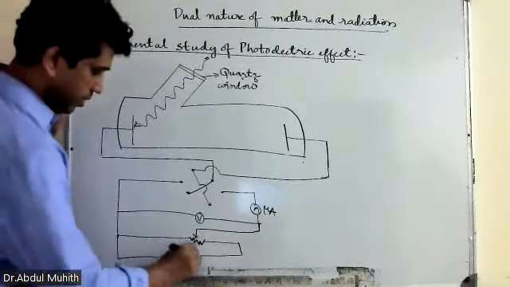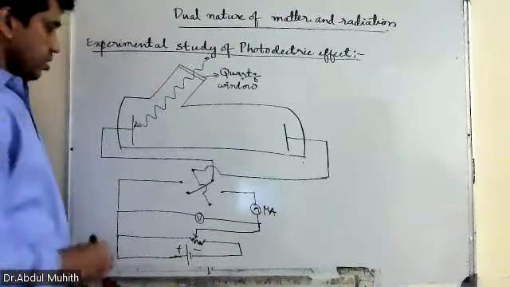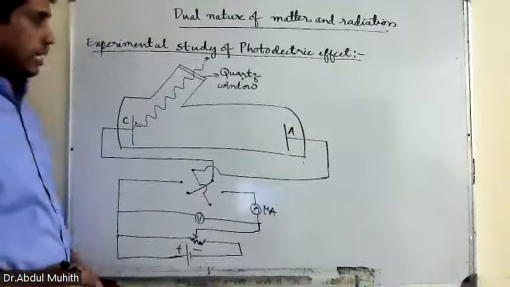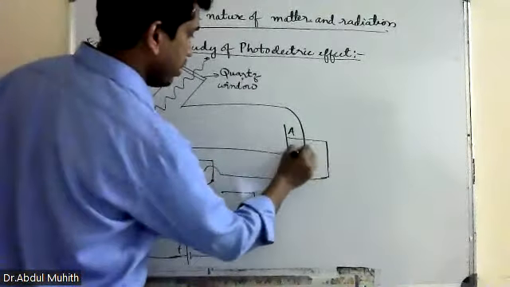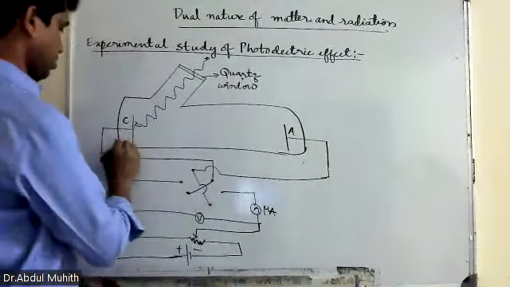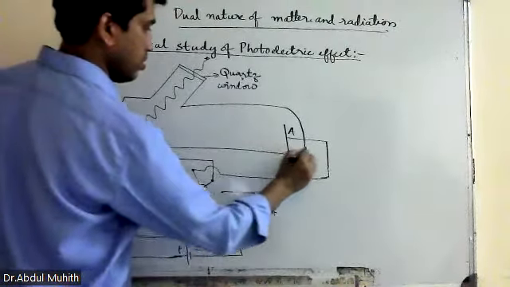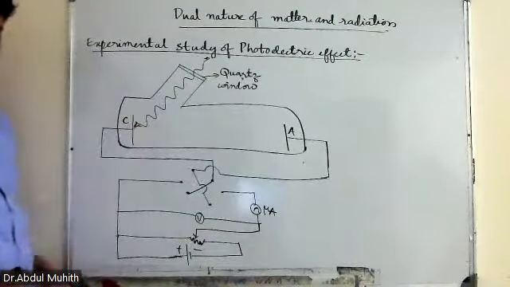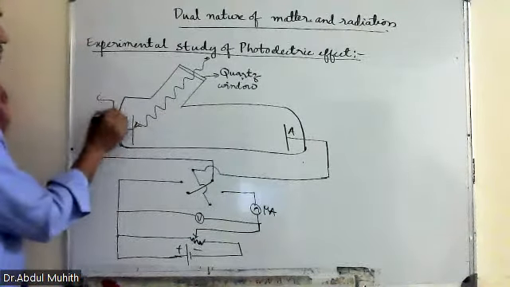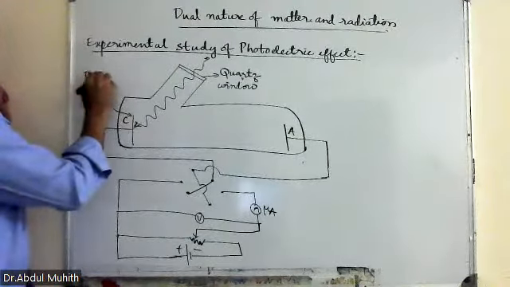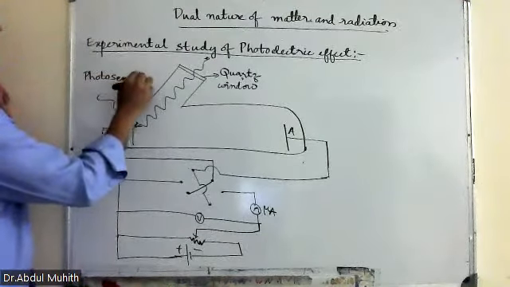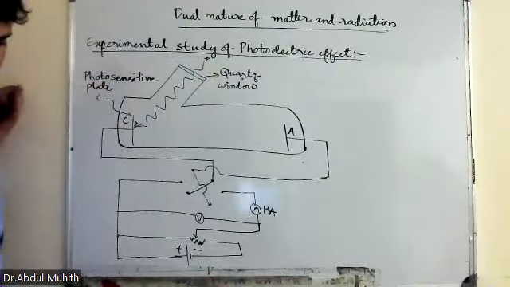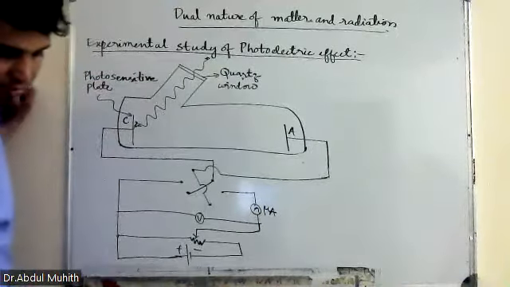Okay, so here it is a battery. This is a cell. Now here, this is the cathode, and this is the anode. When light is incident from here, this is the photosensitive surface, the photosensitive plate. And the next one is the evacuated glass tube.